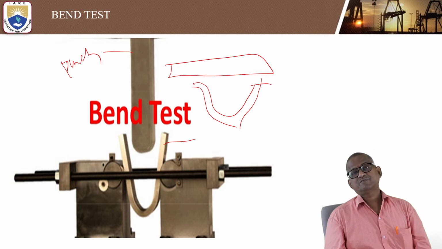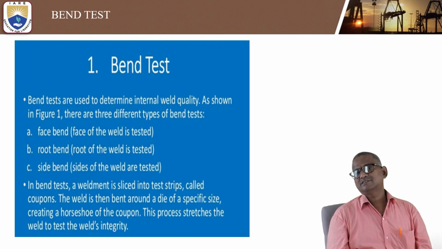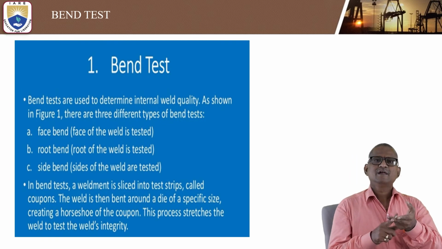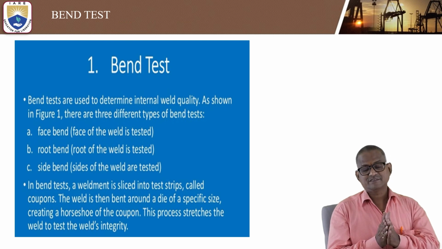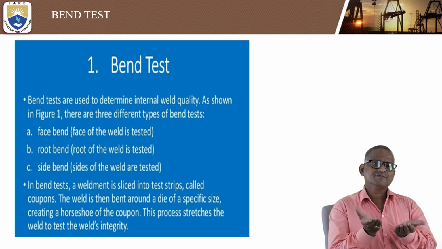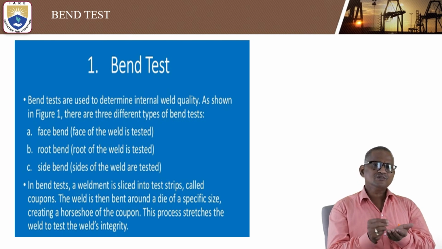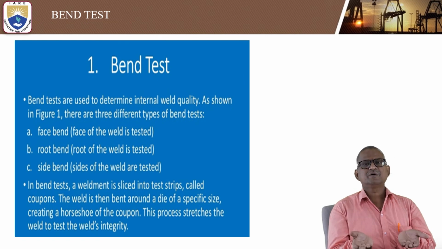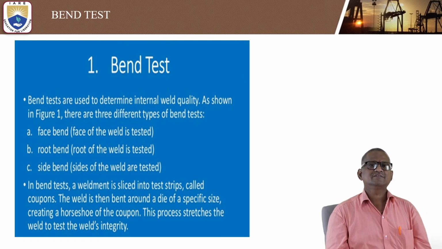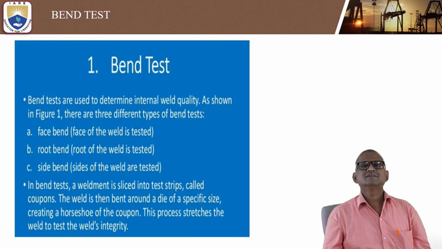And how do you perform the bend test in industries? Look at the bend test. Generally there are three major types: the face bend, the root bend, and the side bend. When the face of the weld is tested, that is face bend; when the root of the weld is tested, that is called root bend; and when the sides of the weld are tested, that is the side bend. We will discuss these three.